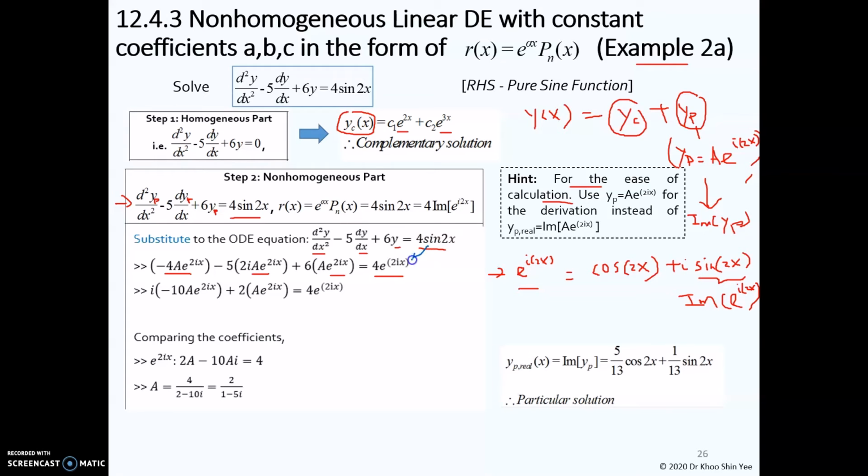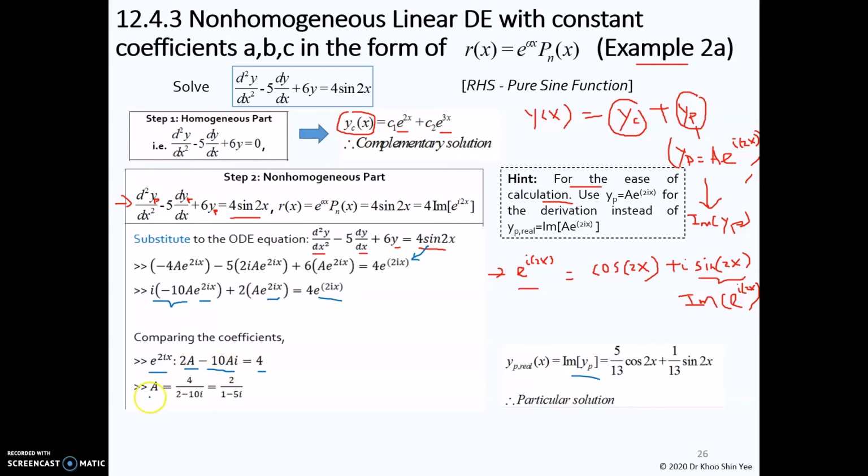As we mentioned before, to simplify the calculation, at this moment we don't consider the imaginary part yet. So after you complete all the calculations, then only we consider the imaginary part. Negative 4a here plus 6a gives you 2a. Negative 5 multiplied by 2i gives you negative 10i. Then we compare the coefficient for the exponential 2ix on the left-hand side and right-hand side. So we take out the exponential 2ix. The coefficient is equal to negative 10ai plus 2a, which will be equal to 4.